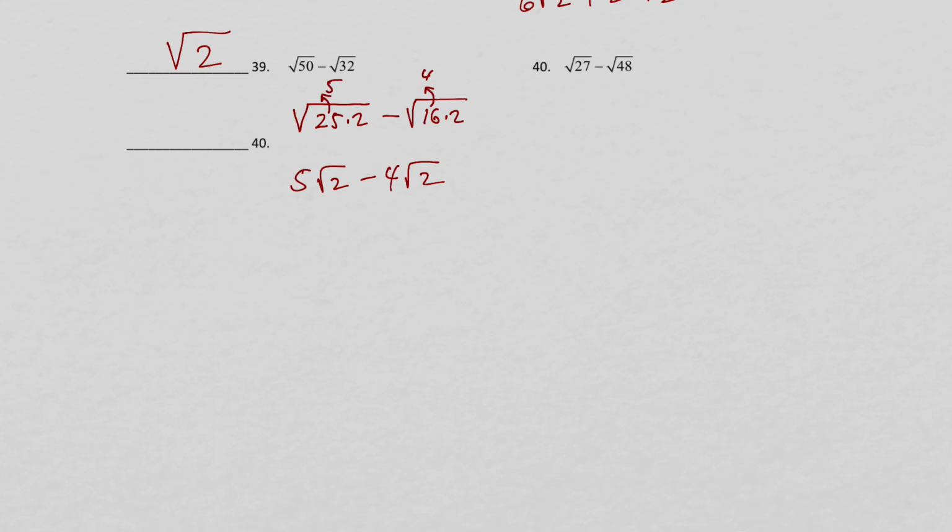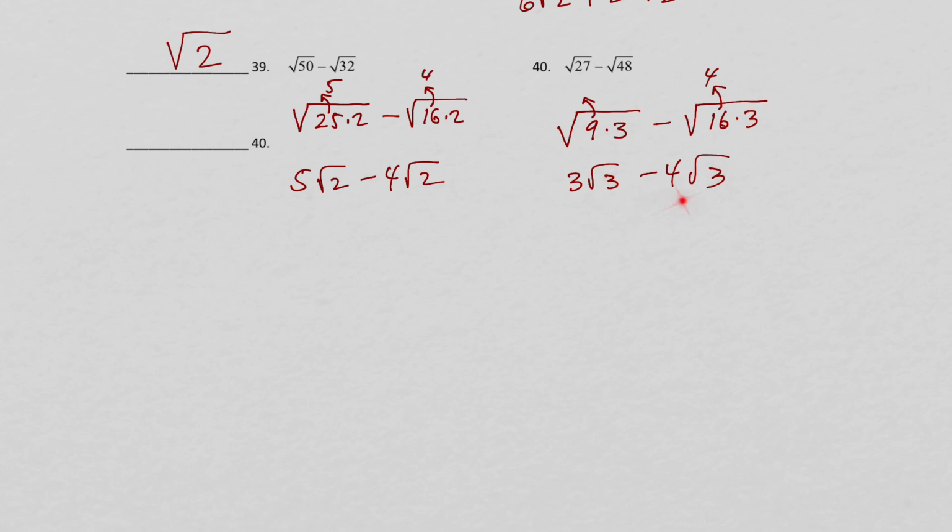27 is 9 times 3, because 9 is a perfect square. And we square root this and we get 3. 48 is 16 times 3. We square root the 16 and we get 4. And then these are like terms, so we subtract them, but 3 minus 4 is negative 1. But don't write the negative 1, just write negative root 3.